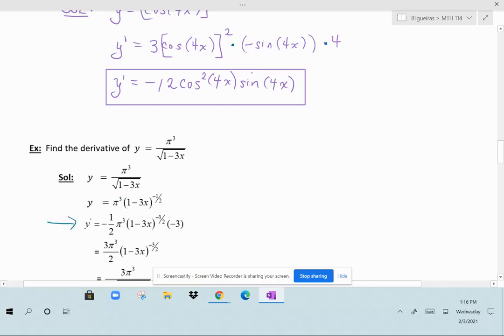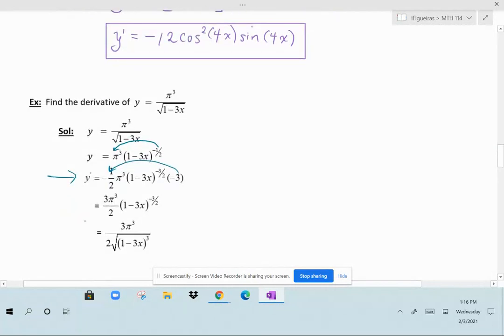This is now y prime. The negative 1/2 goes in front, and you subtract 1 from the exponent, and then I take the derivative of the inside, which is negative 3. So all of the coefficients combine. The negative 3 and the negative 1/2 multiply together, as well as the pi cubed, and I get 3 pi cubed over 2 times 1 minus 3x to the negative 3/2.